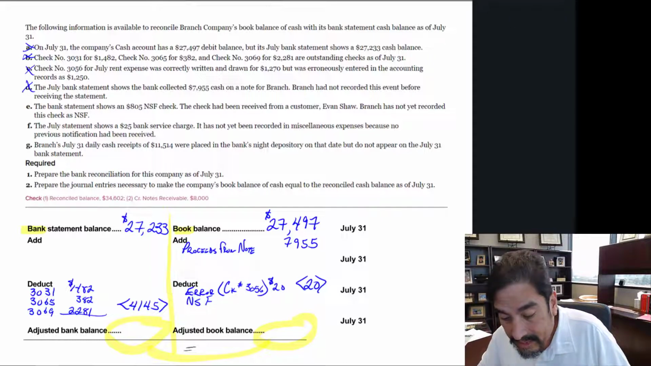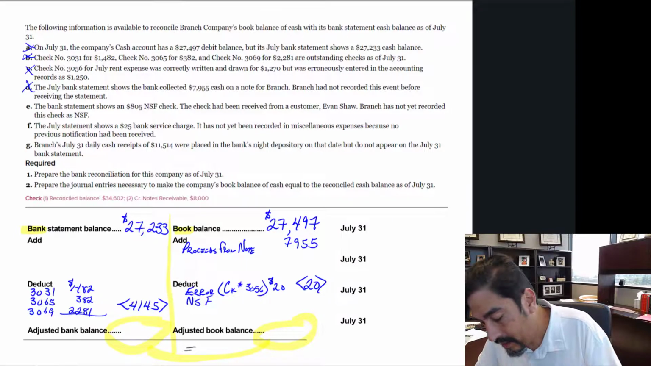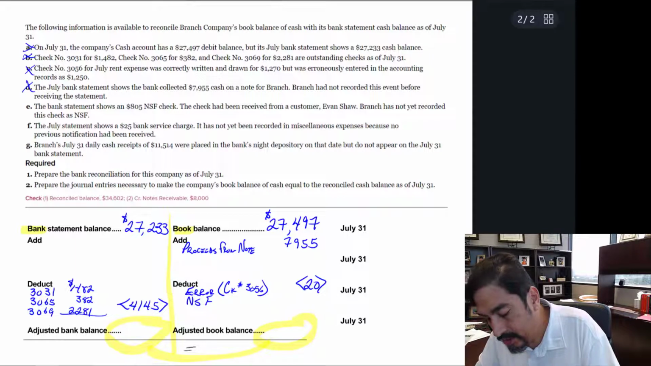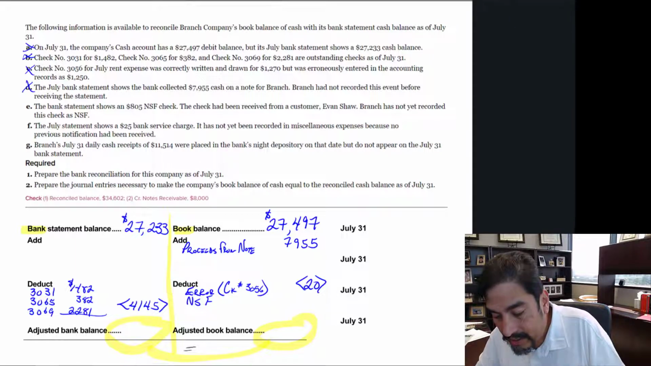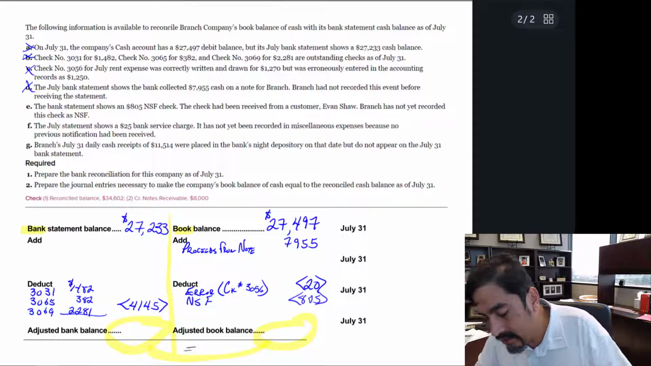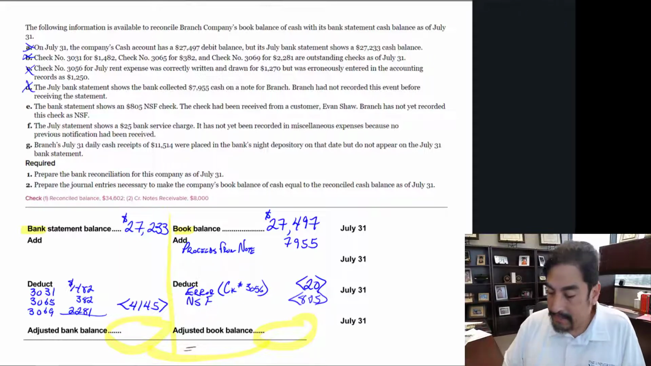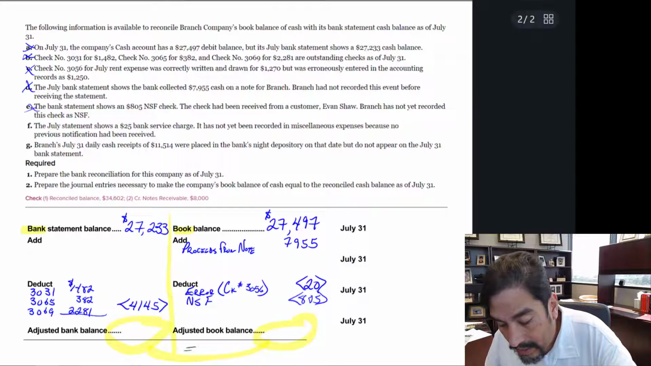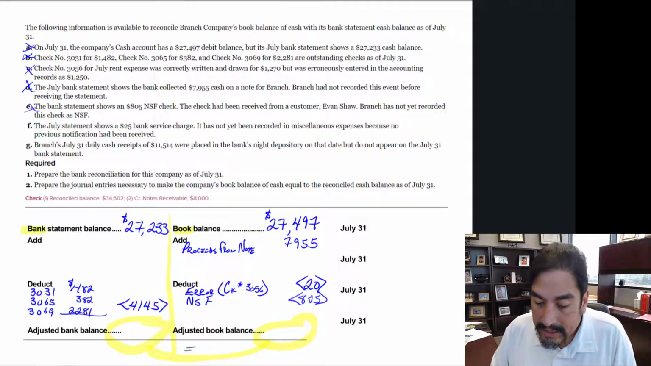And does it even say the check? It doesn't say the check number. Sometimes it'll have a check number on there. I'm going to erase this and just do it like that. And this is 805. I'm going to put brackets on it just like that because it's in the deduct section. Okay, next. July statement shows, and the bank statement.